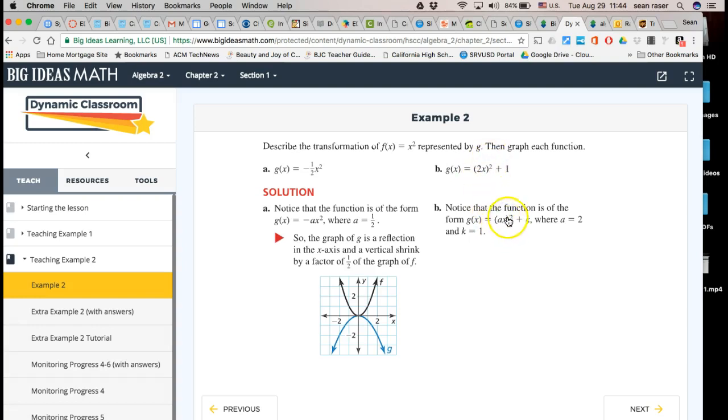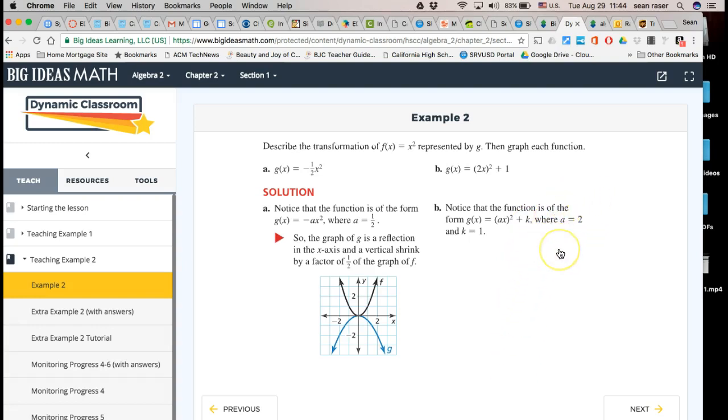Okay, so we're multiplying our input by 2, and then we're adding 1 to the entire function. Again, not adding 1 to the input, but because it's outside of the parentheses and the squared, we're adding 1 to the entire function. Okay, so here we know that the 2x is going to be a horizontal stretch or shrink, and adding this k value to the function means that it's going to be a vertical transformation.